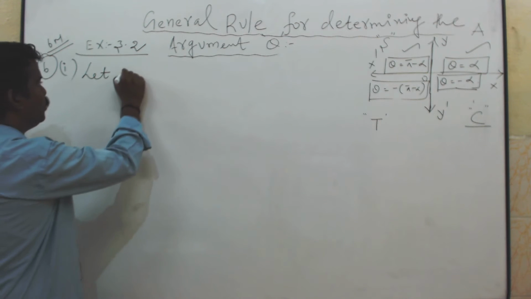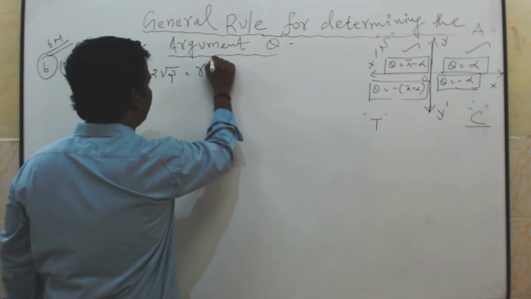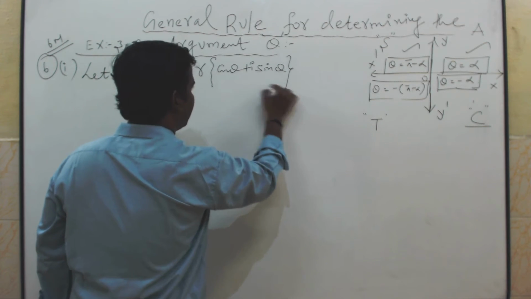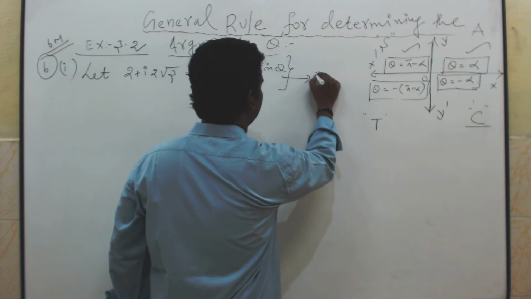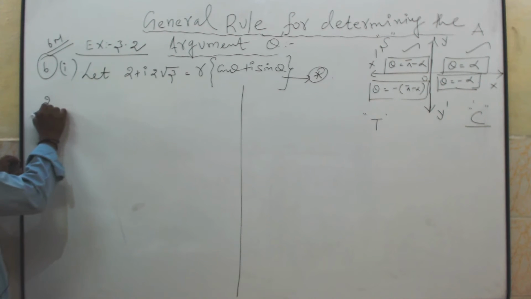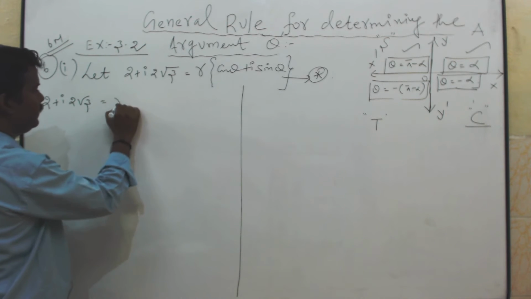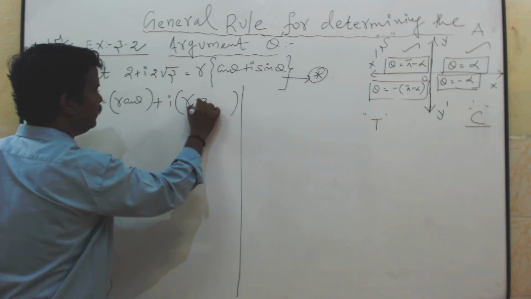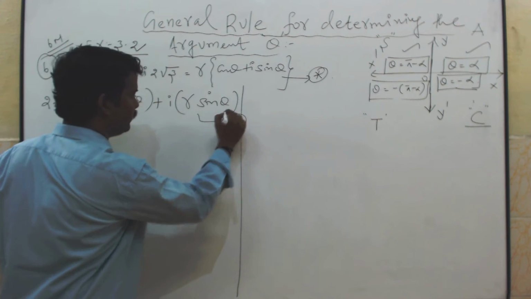See the textbook. 2 plus I into 2 root 3 is equal to r into cos theta plus I sin theta. This is the way you write. Call this as star. Right? Now the next step is 2 plus I into 2 root 3 is equal to, multiply this r inside. We will write r into cos theta plus I times r into sin theta. You call this as equation number 1.